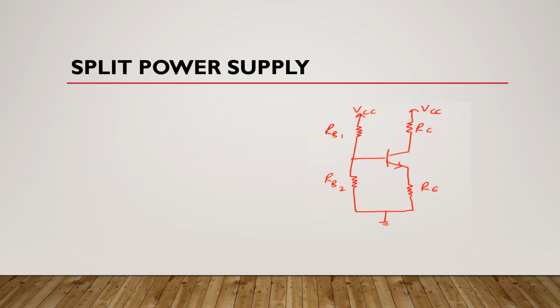In split power supply, the formula of emitter current is (VBB minus VBE) divided by (RE plus RB divided by 1 plus beta). Okay.